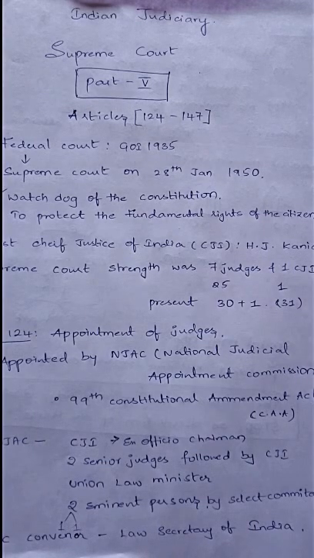Now, why are we dealing with the Constitution when we are reading about the Supreme Court? It is because polity is all about the Constitution. So in Part 5 we have Articles 124 to 127. These articles deal with the Supreme Court.